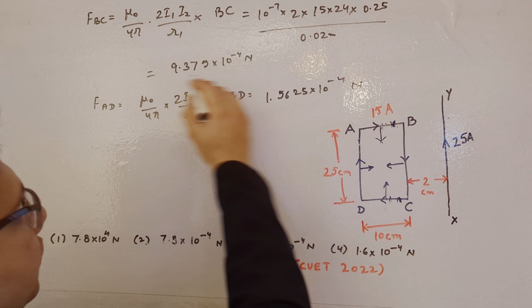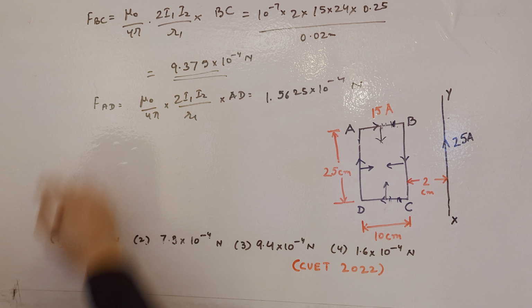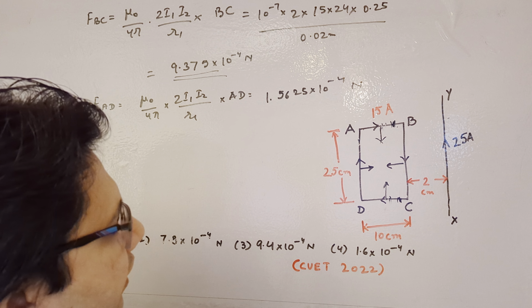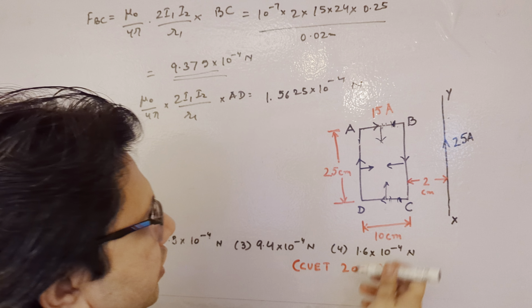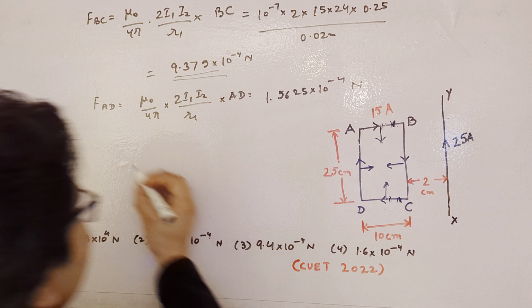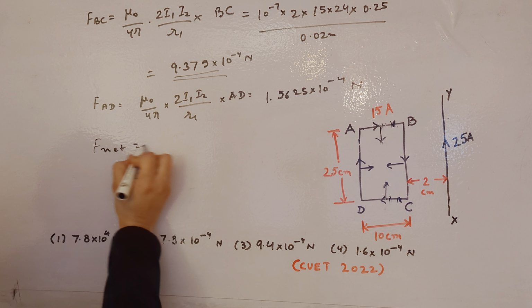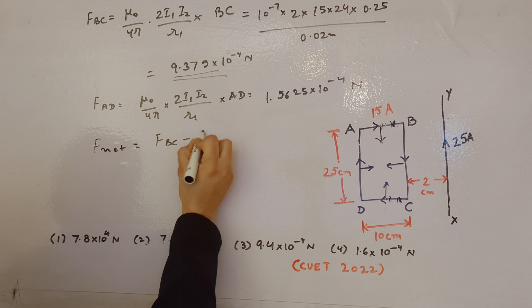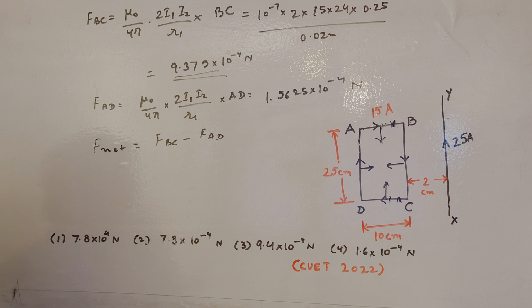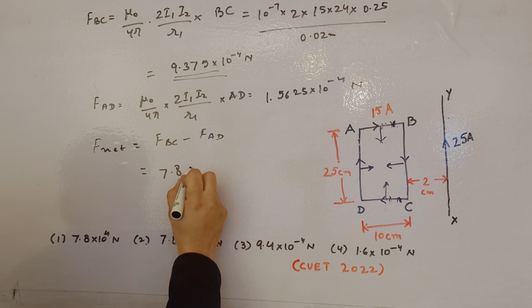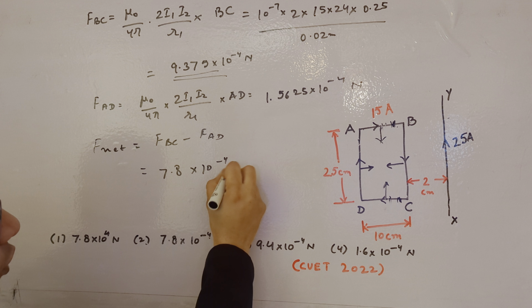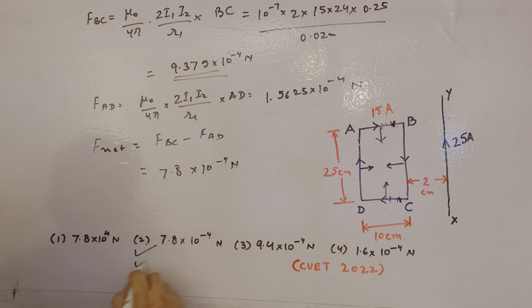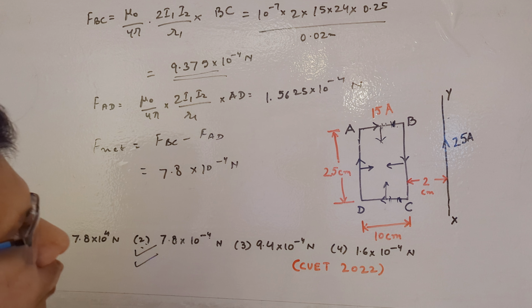Now we can easily see that the magnitude of FBC is more as compared to FAD. It means that the net force is repulsive in nature. So we have to calculate F net, which is basically FBC minus FAD. Solving it by subtracting, we get this value nearly equal to 7.8 into 10 raised to the power minus 4 newtons. So we can say that option 2 is correct here. This is the final result.